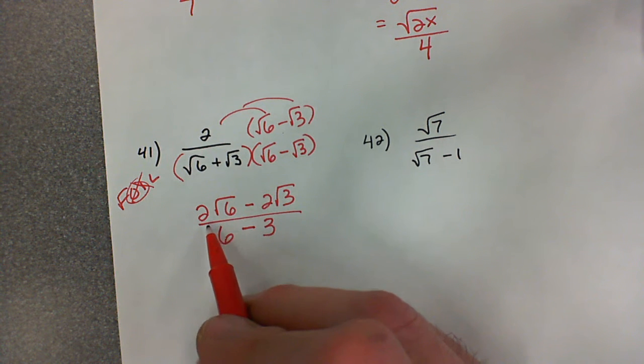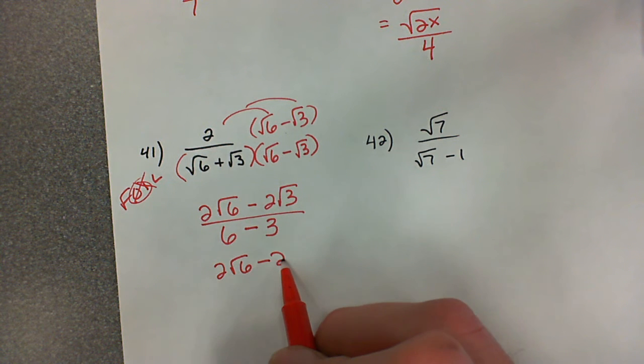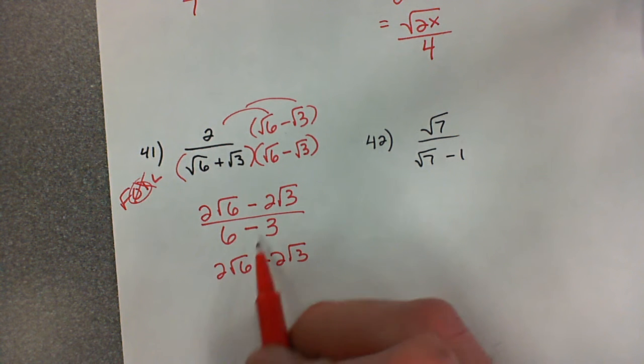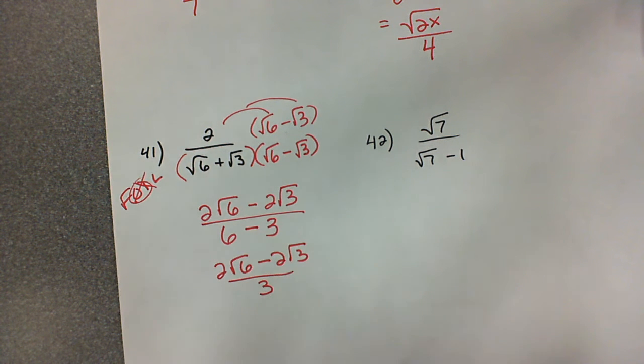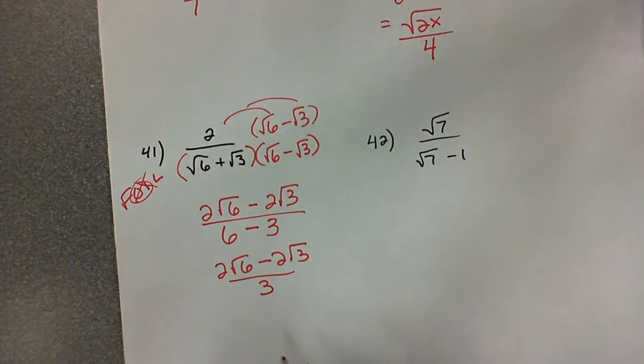Okay. And then we just reduce this. So this is 2 square root of 6 minus 2 square root of 3. 6 minus 3 is 3. And that doesn't look like there's any common factors there, because this 3 can't cancel with that 6 because this is under a radical. Same thing with this 3, this is under a radical, that is not. So this is your final answer.